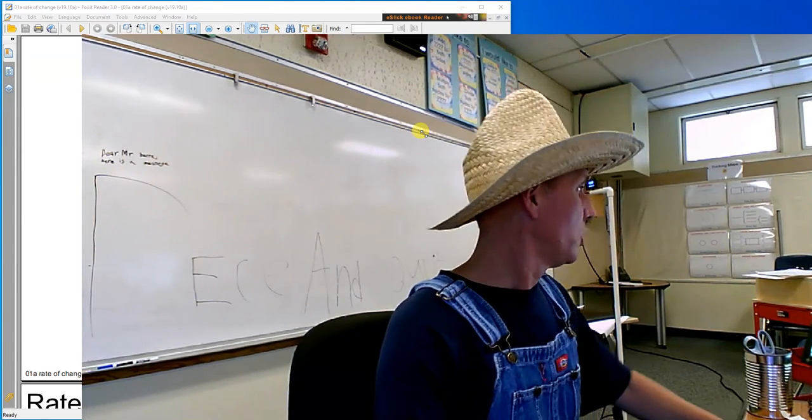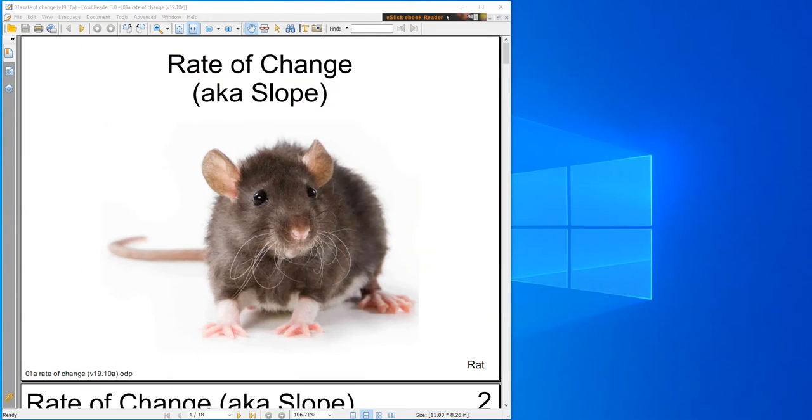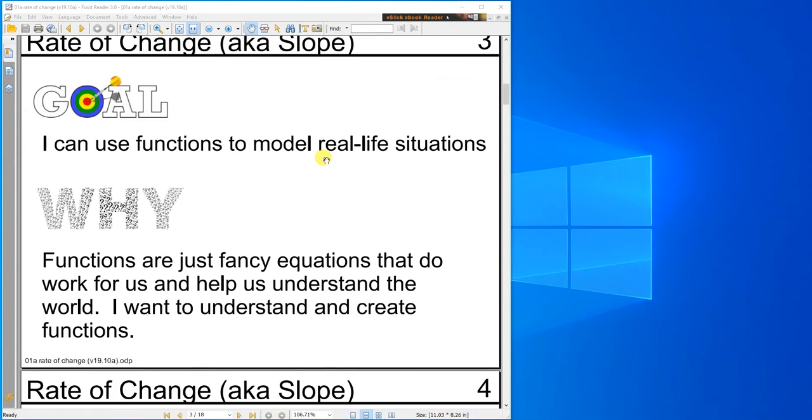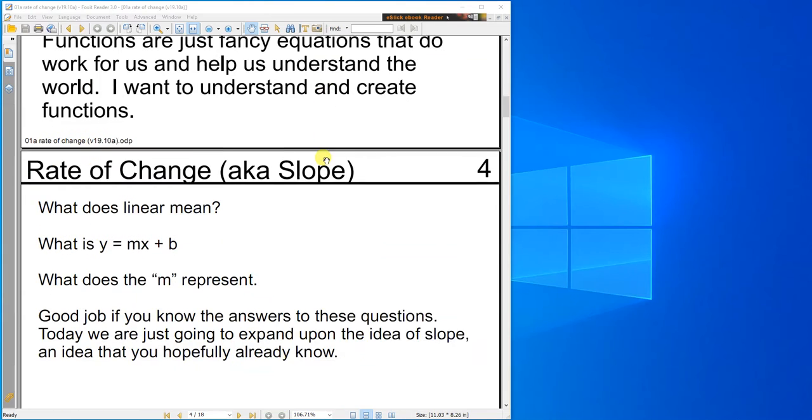Okay, so here we go. We're gonna do rate of change. Get my notebook ready to go. Our goal is I can use functions to model real life situations. Why? Functions are just fancy equations that do work for us and help us understand the world around us. I want to understand and create functions.